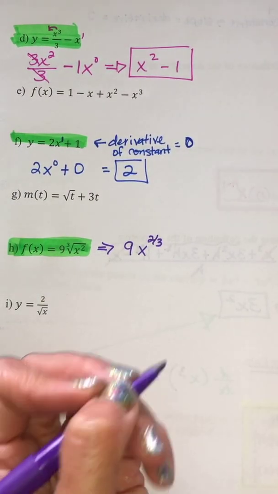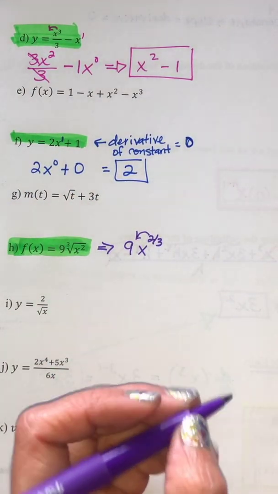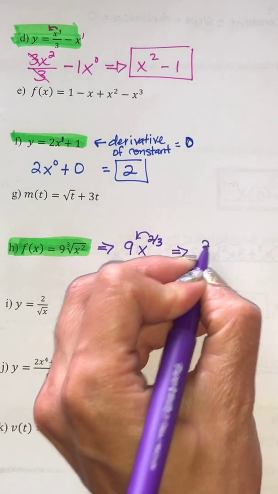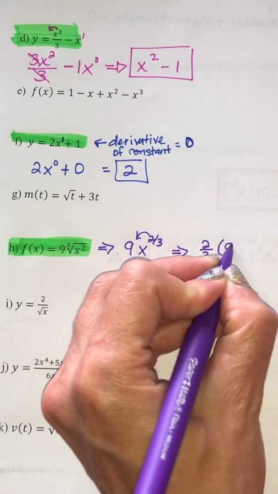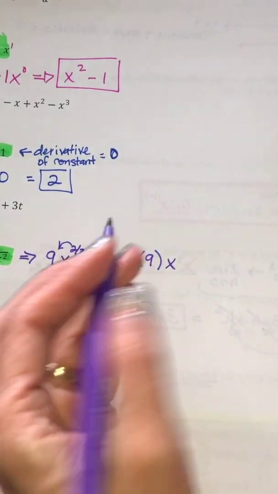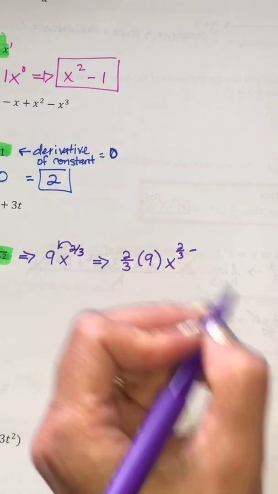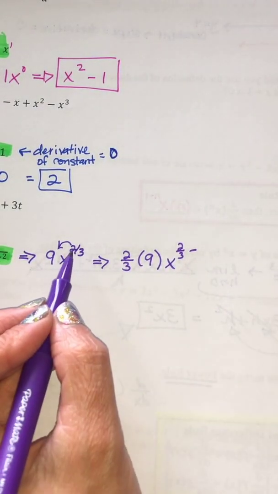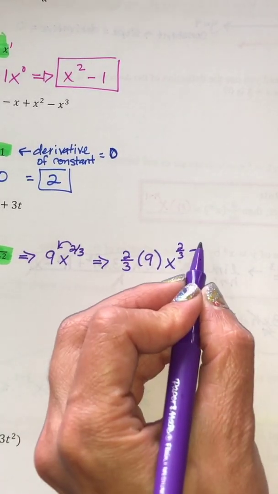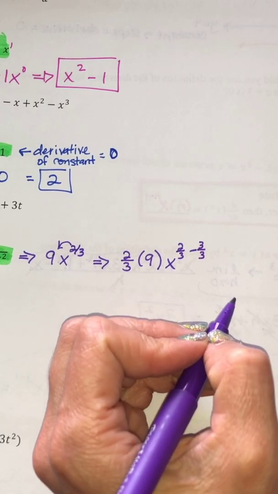Okay? And don't forget, when we take the derivative, we bring that power down in front. There's a 9 down in front. So that means we're going to have a 2/3 times 9x to the, now we have to take the power that we had up there, which was a 2/3, and take it down by 1 power. So if we take it down by 1, let's get a common denominator. So I need a common denominator of 3, and if I'm subtracting 1, that would be 3/3.